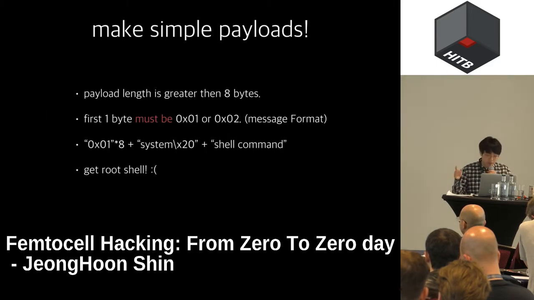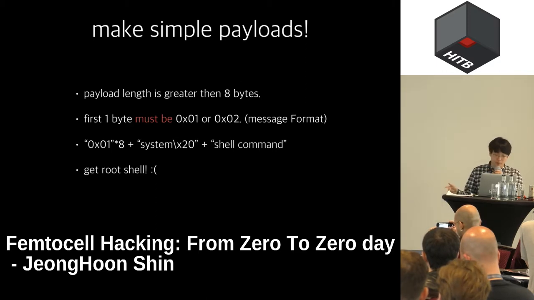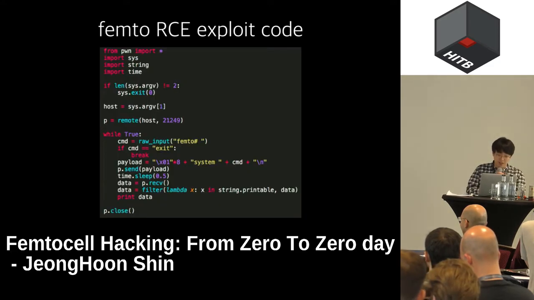This is a pseudo payload. I will summarize it. The payload length should be longer than 8 bytes, and each parsed byte should be either 1 or 2. Now all you have to do is add the system string and shell command. And done. Now we have root. This is the exploit code. Very simple, right?